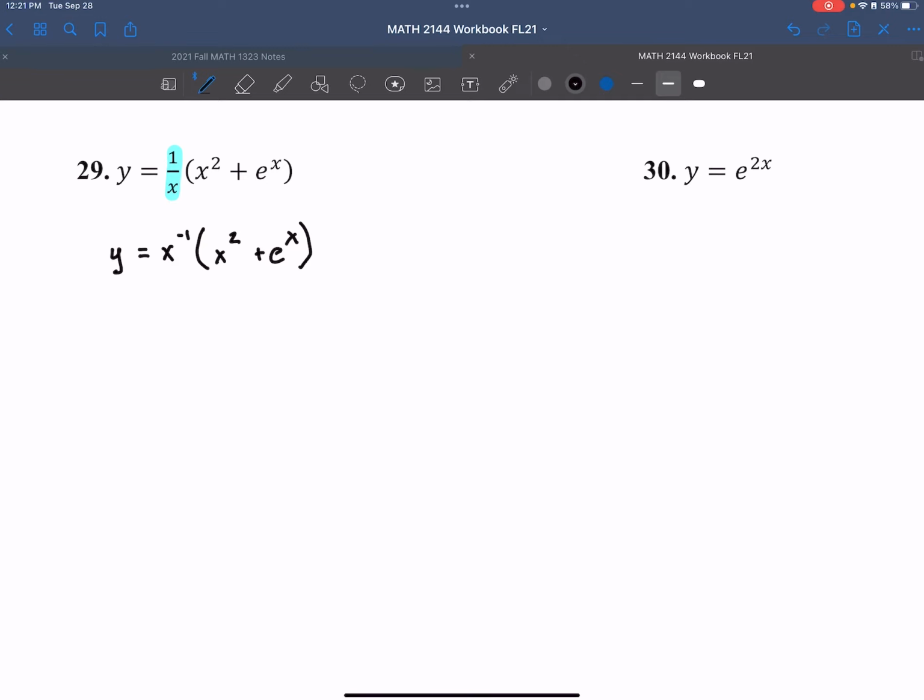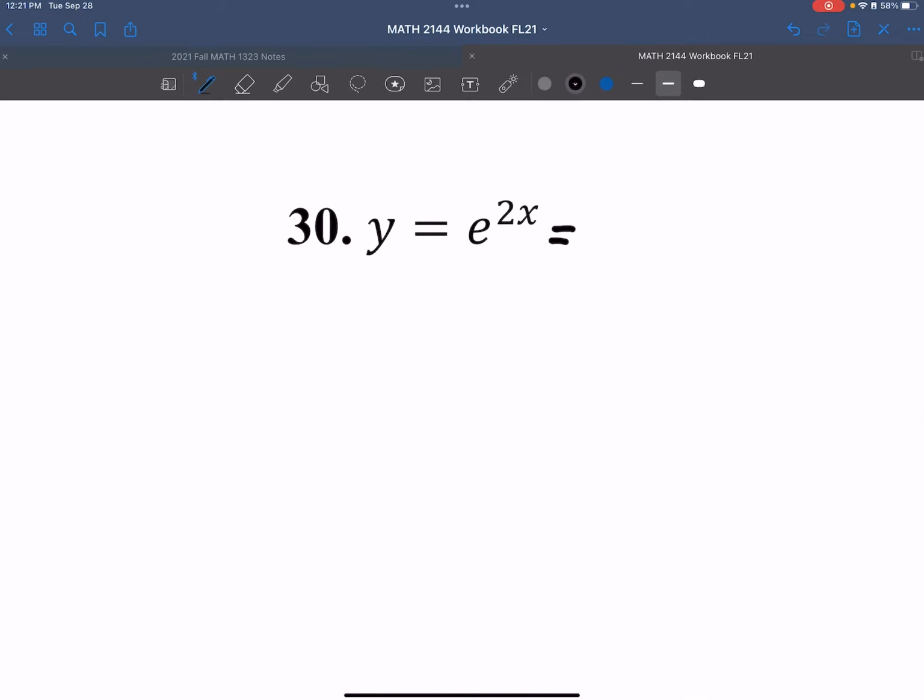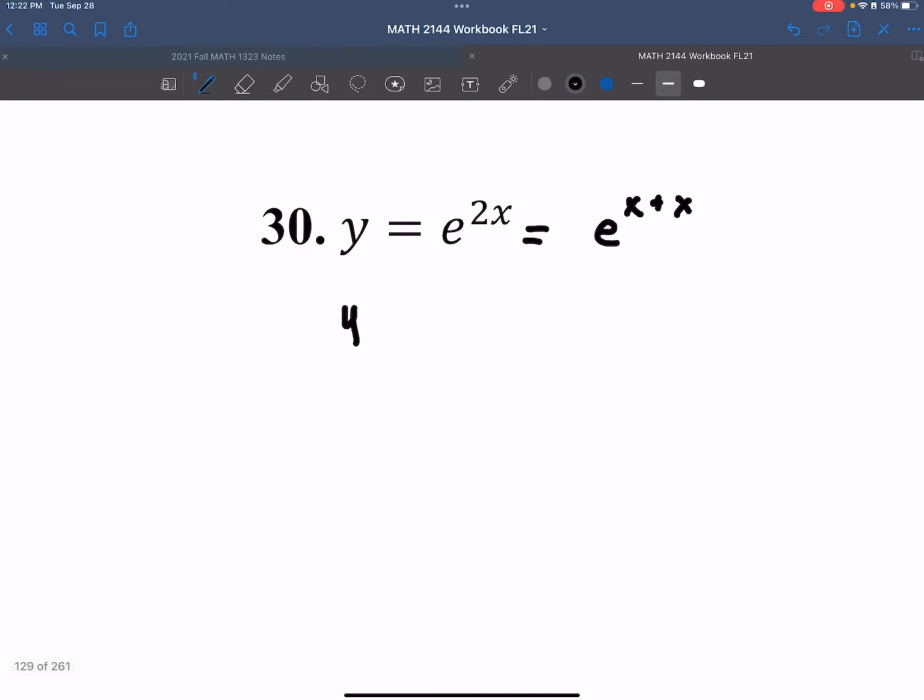Before I let you try those, I'm also going to set you up for 30. If we look at 30, we have y is equal to e to the 2x. But that is a composition, and we haven't talked about composition yet. But remember that you can write this as e to the x plus x. Everyone agree that 2x is the same as x plus x? Then by the addition rule for exponents, I can rewrite this as e to the x times e to the x. So you can see it is a product of two e to the x's.